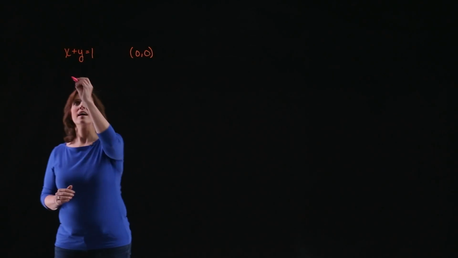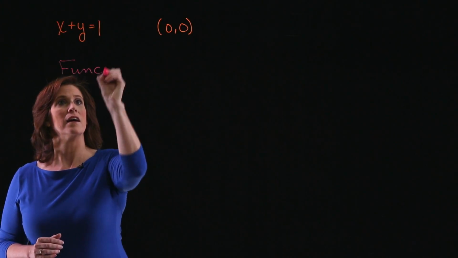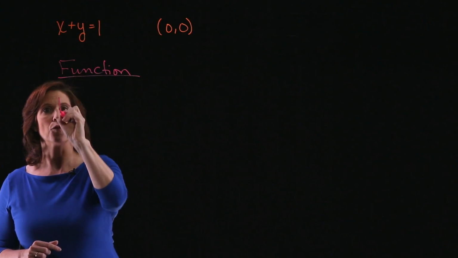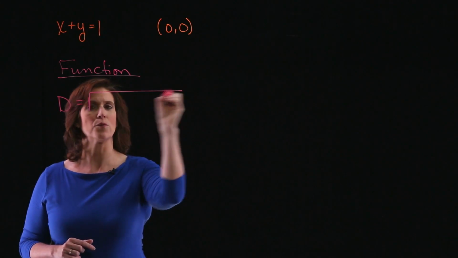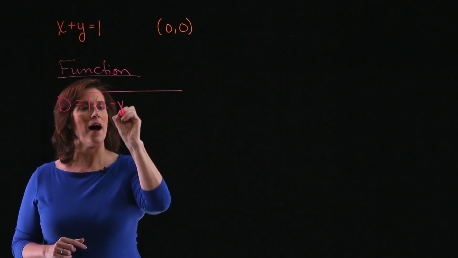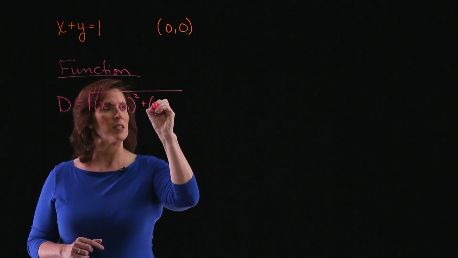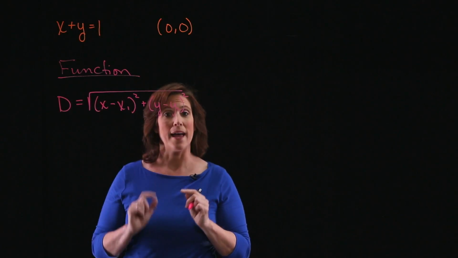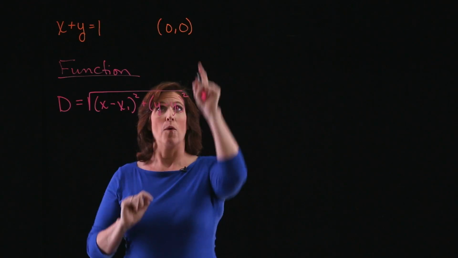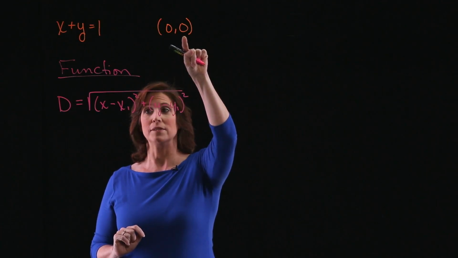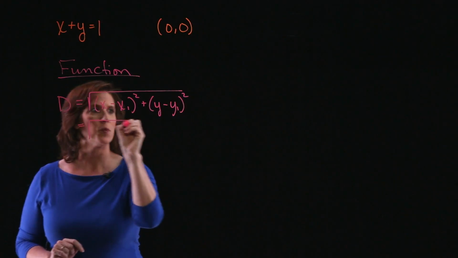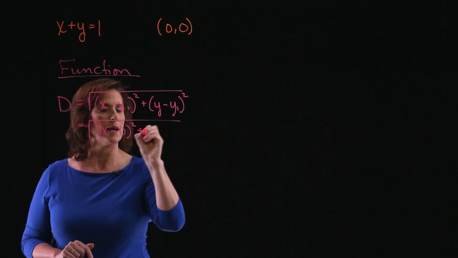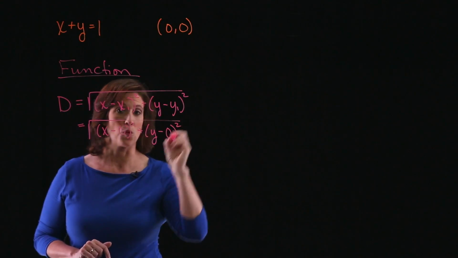So let's take a look at the function. I want to minimize the distance. Well, the distance formula tells me that the distance is the square root of the quantity x minus x1 squared plus the quantity y minus y1 squared. This will get me the distance between any point (x, y) and a point (x1, y1). Since I want to see how close it is to the point (0, 0) in this problem, my (x1, y1) is (0, 0). So this is going to be x minus 0 squared plus y minus 0 squared.